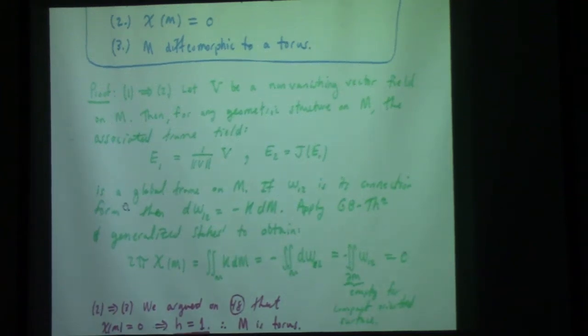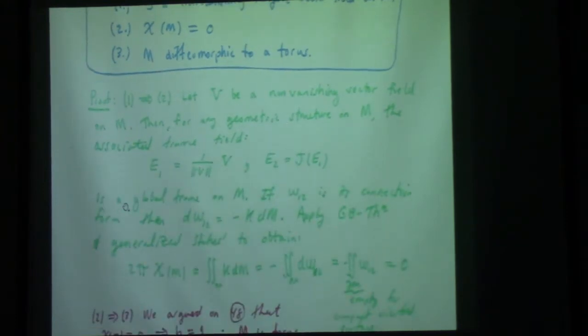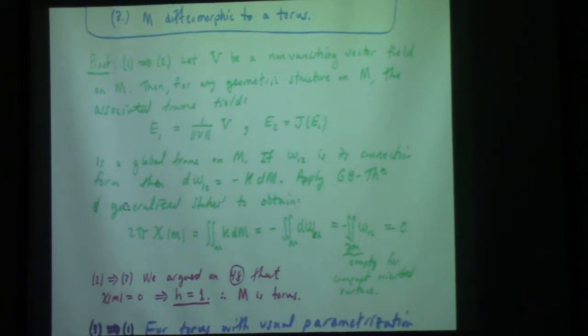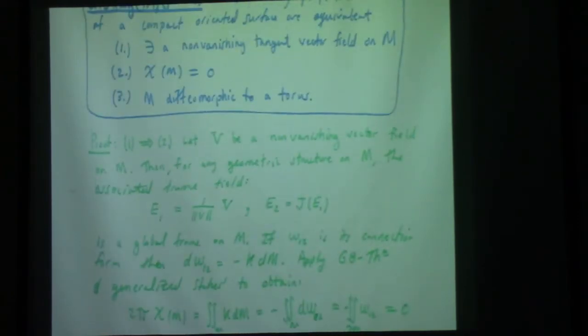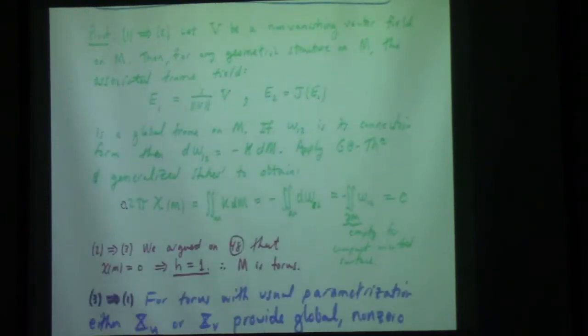Let's see here, 1 implies 3. Oh, excuse me, 2 implies 3. We argued that previously. 3 implies 1. I think 3 implies 1 is kind of diffeomorphic to a torus, implies the existence of a non-vanishing vector field. That's perhaps a little bit surprising. Here's the proof of that.